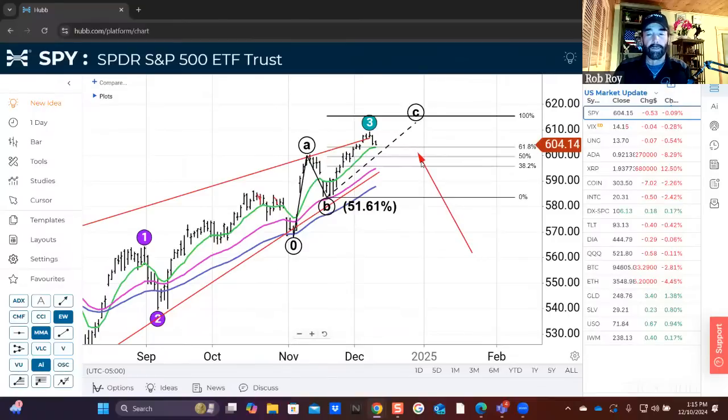So really interesting how that works. So that's the only question in my mind. Likelihood is very high that we continue higher. It's just how far do we go first before the correction in the wave four, and when does that occur? Before or after the new year?